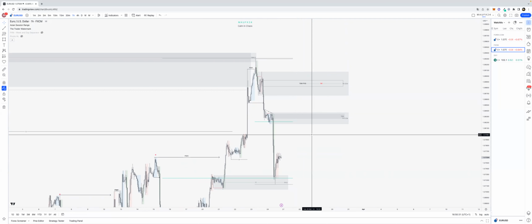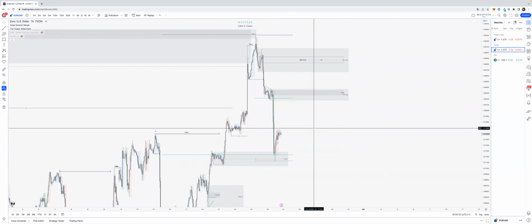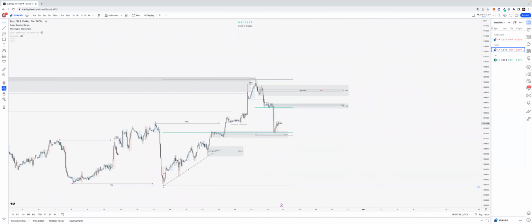So yeah, that's pretty clean. That's pretty clean. We got our structure marked out. We know where we want to go. We got still some areas below here where we can look for longs.